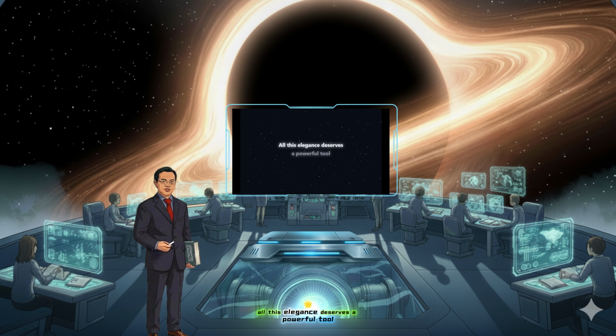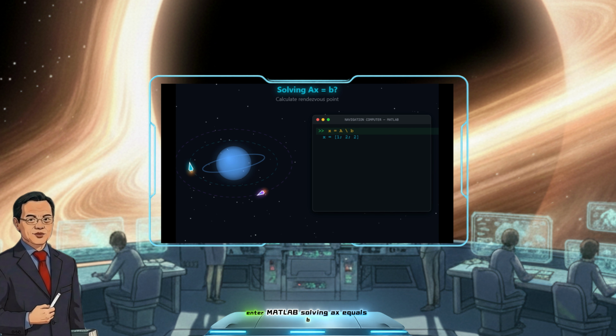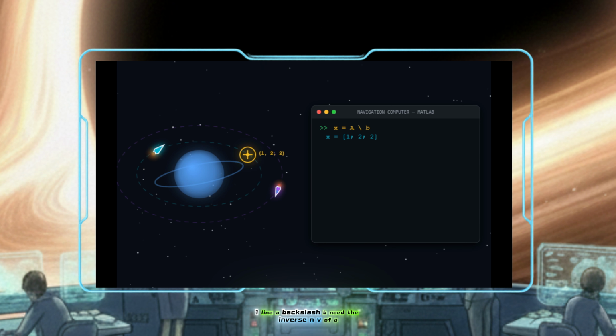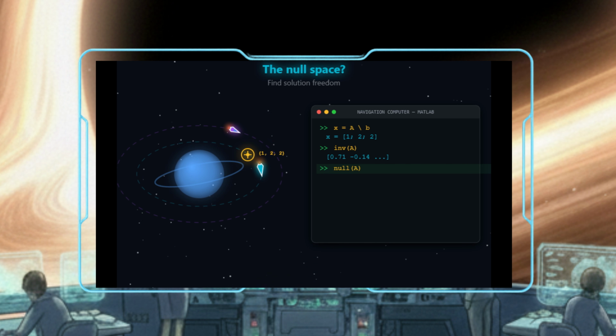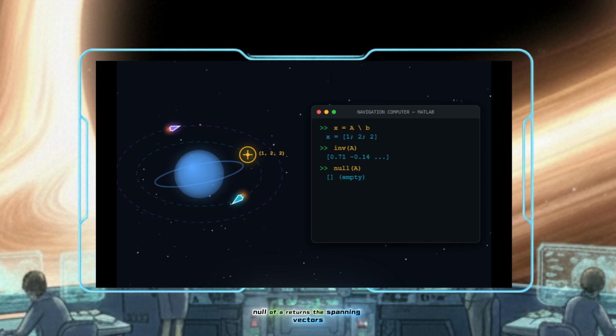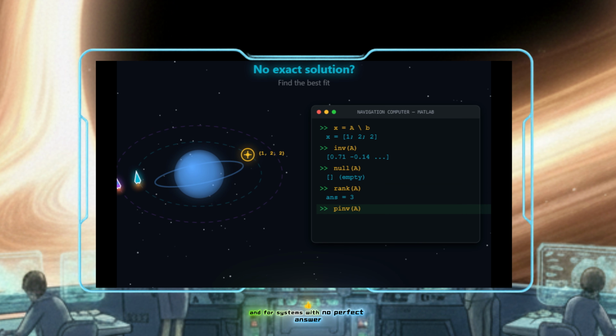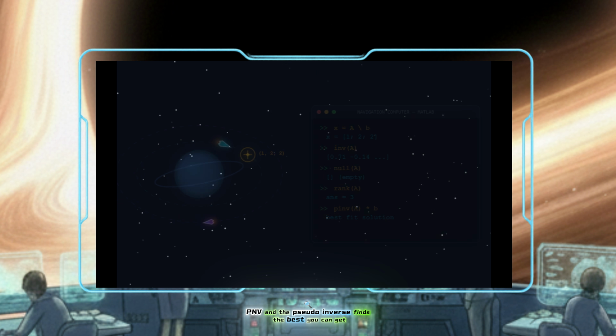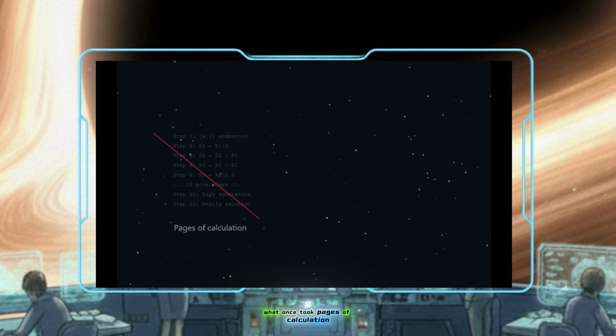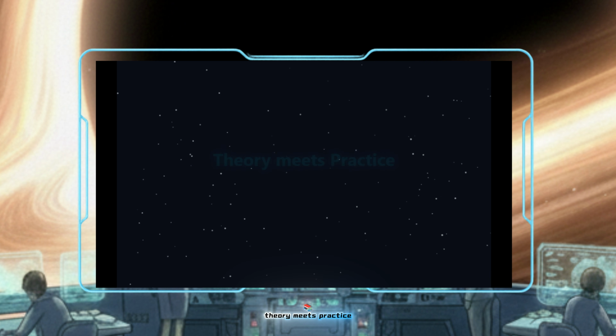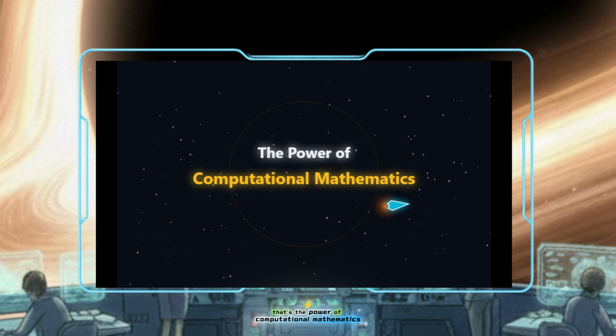All this elegance deserves a powerful tool. Enter MATLAB, solving Ax equals b, one line, A backslash b. Need the inverse, inv of A. The null space, null of A returns the spanning vectors. The rank, just type rank of A. And for systems with no perfect answer, pinv, the pseudo-inverse, finds the best you can get. What once took pages of calculation now takes a single command. Theory meets practice. That's the power of computational mathematics.